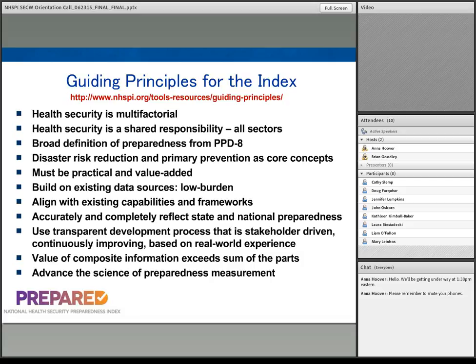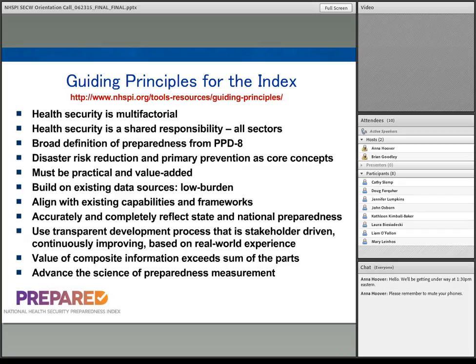So in that setting, it's been very important to have some guiding principles, and in sharing these, they will help you understand some of the aspirations that we have and some of the challenges that are also realities of doing this kind of work. So to go through these briefly, the first couple really speak to the intersectoral and the multifactorial nature of health security preparedness.